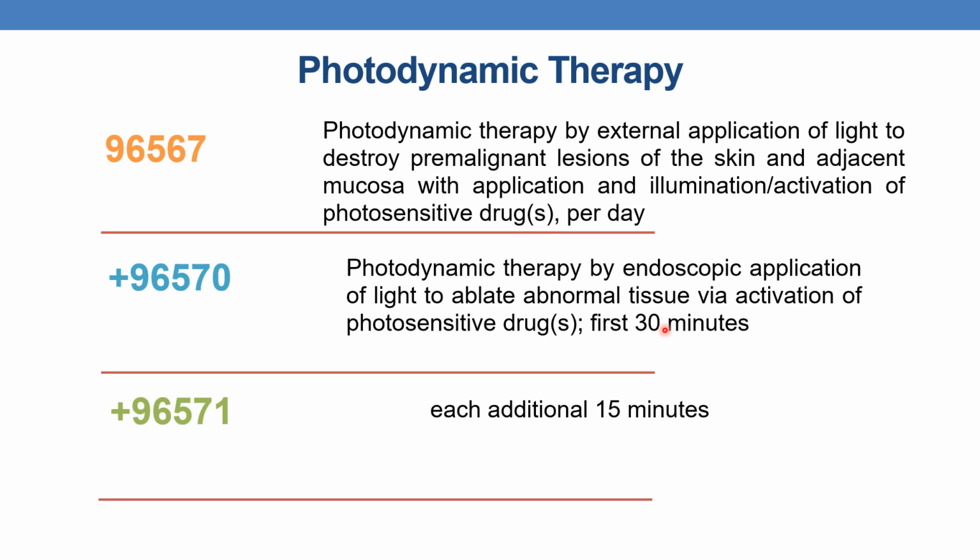30 minutes, followed by, this is also an add-on code, plus 96571, each additional 15 minutes. They must be coded along with the bronchoscopy. We will see an example for this.